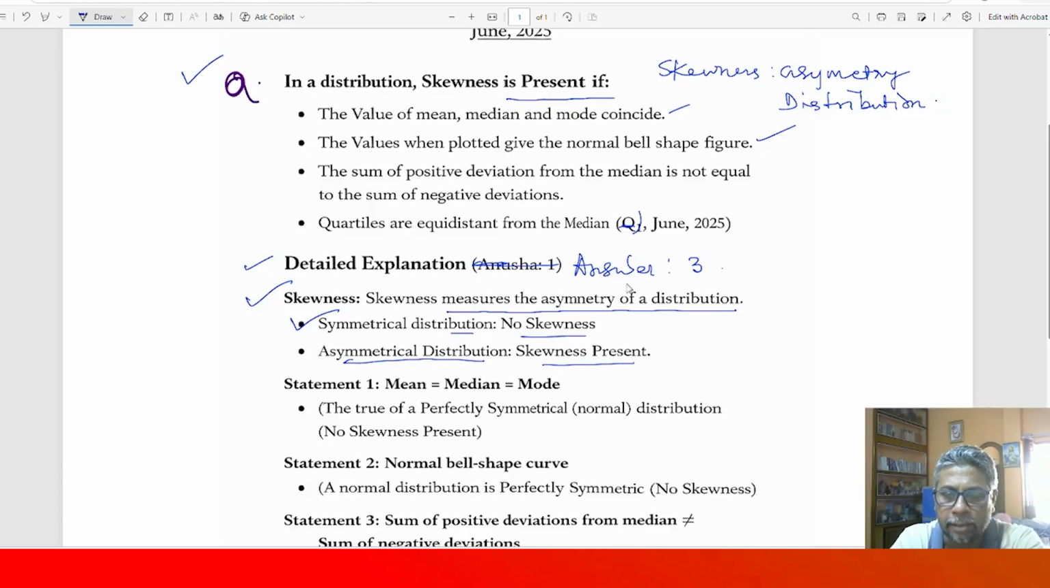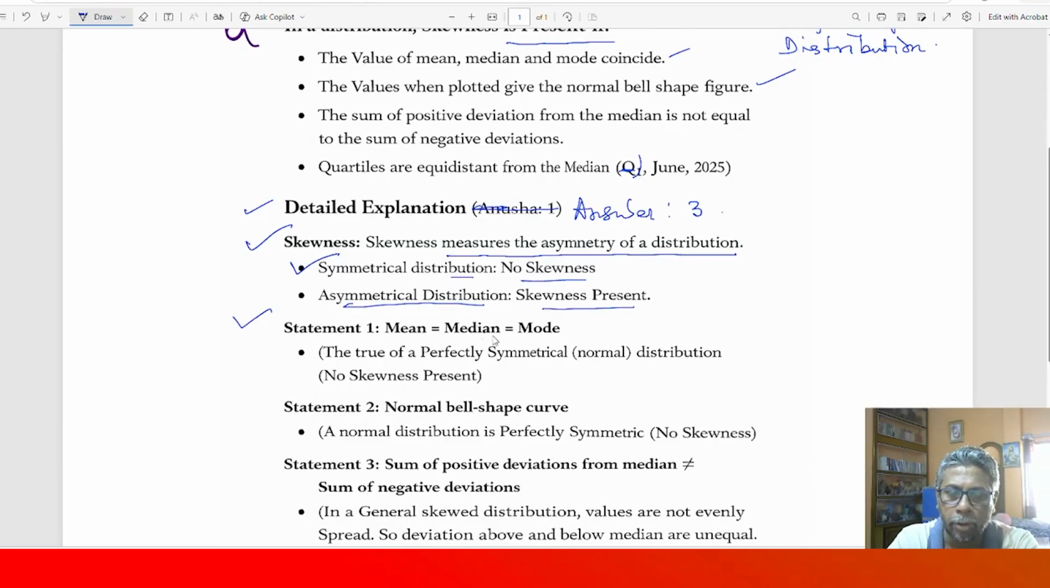Skewness measures the asymmetry. In statement 1, the mean equal to median equal to mode is a perfectly symmetrical or normal distribution. There is no question of any skewness. Statement 2, the normal bell-shaped curve: a normal distribution is perfectly symmetrical, so no skewness is present.